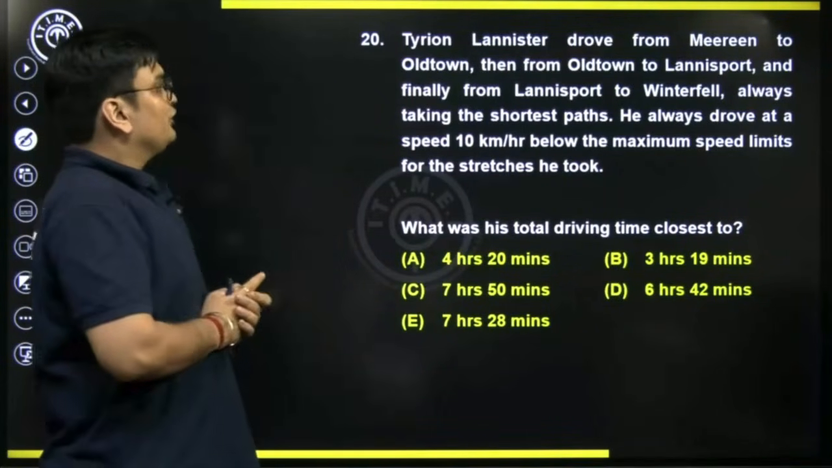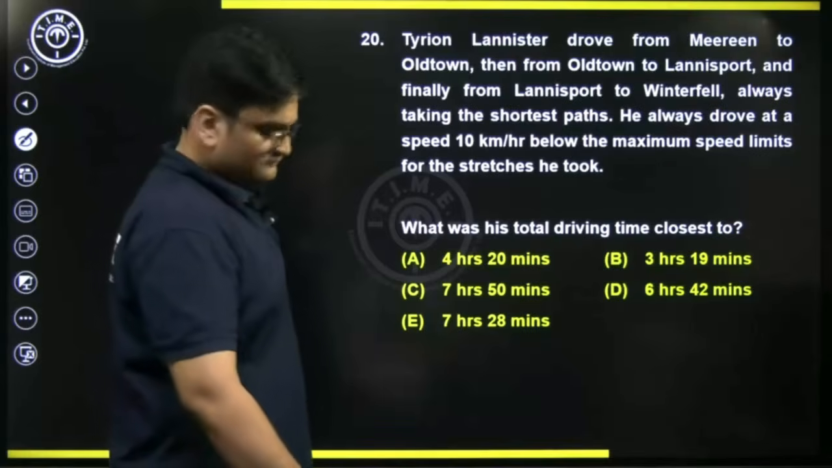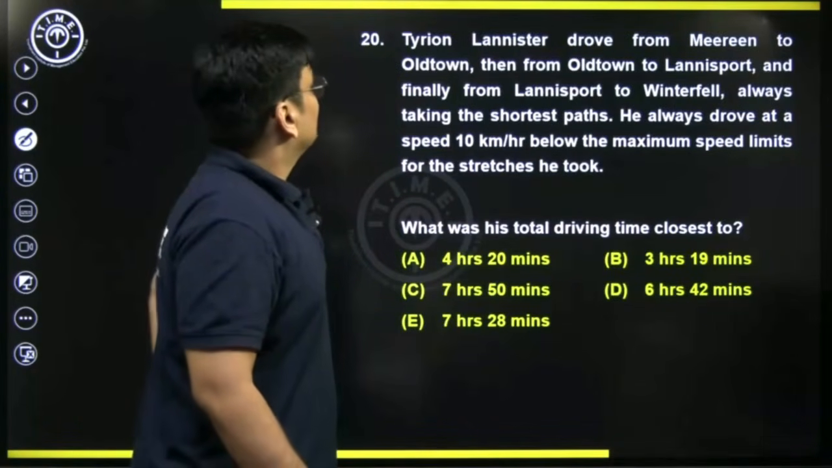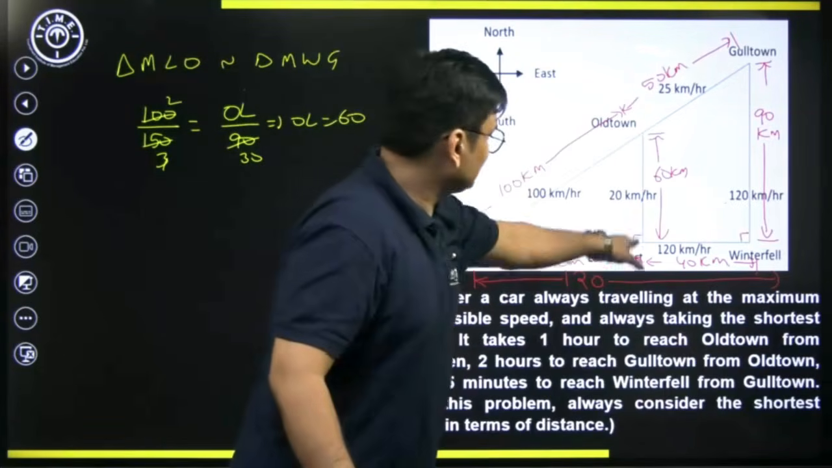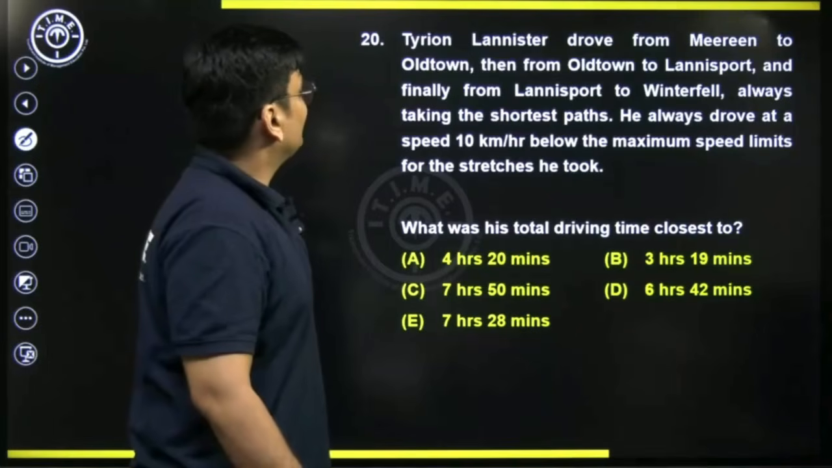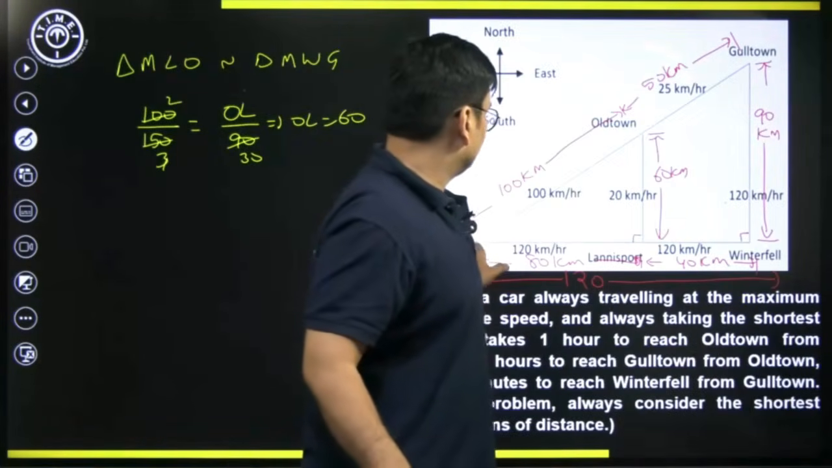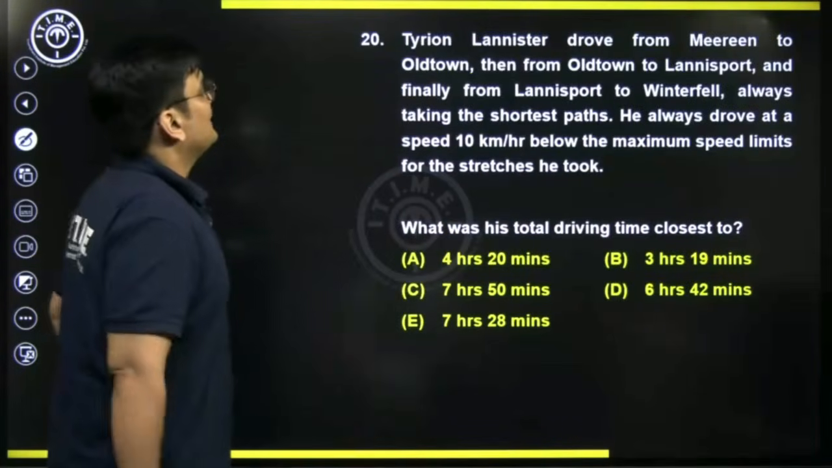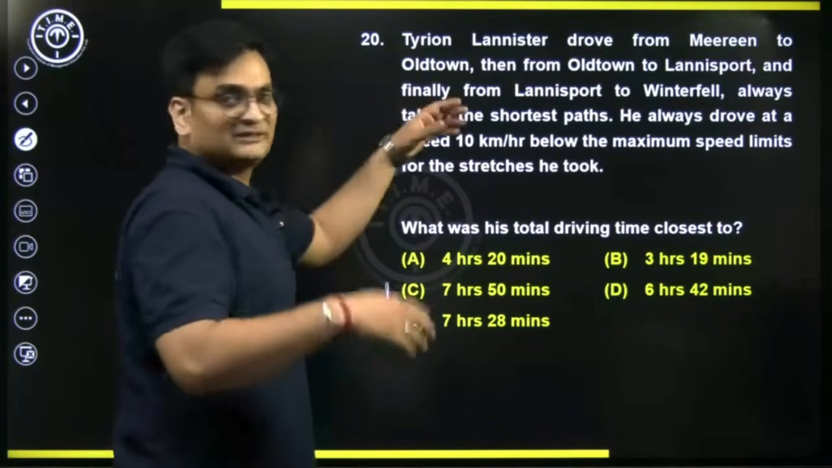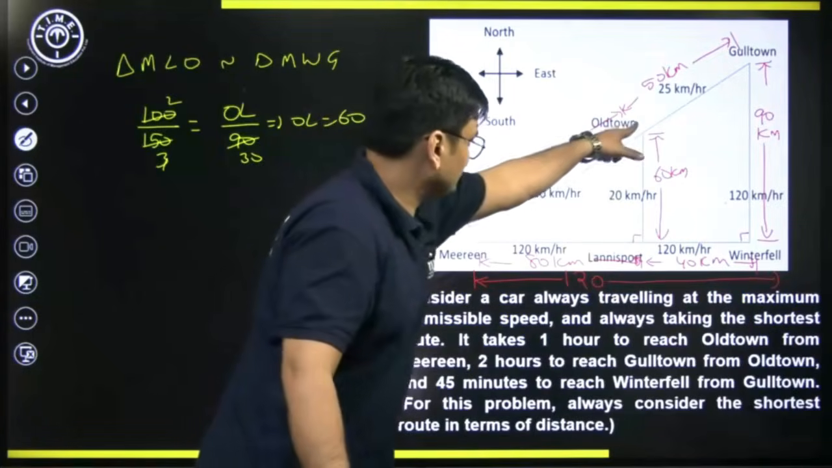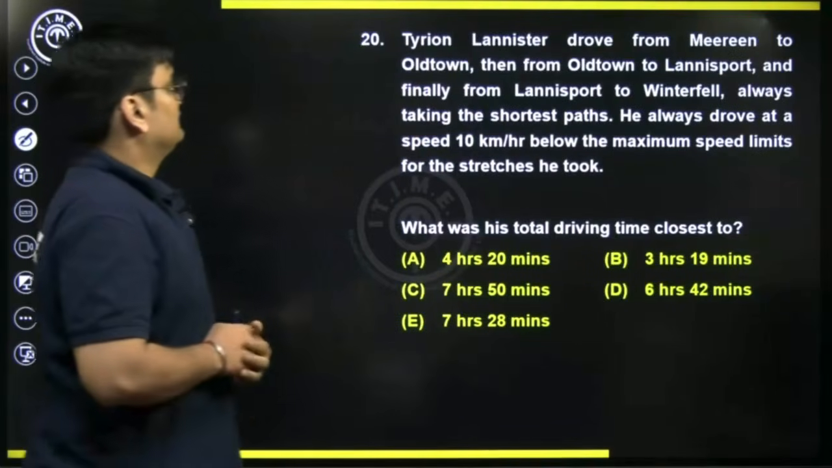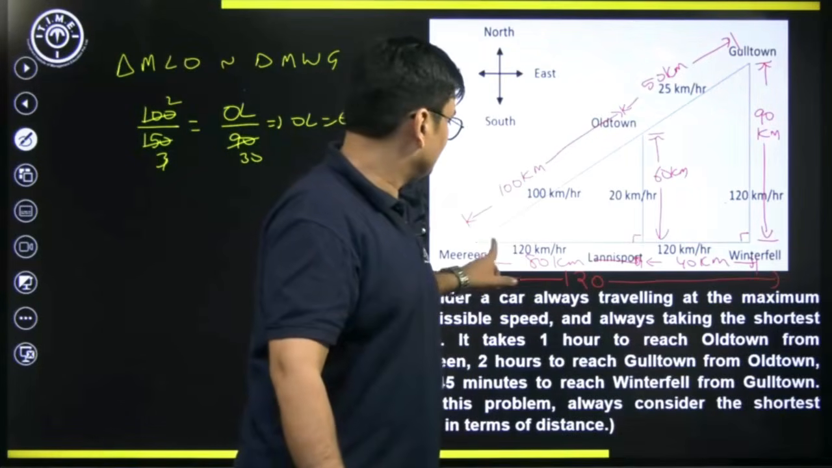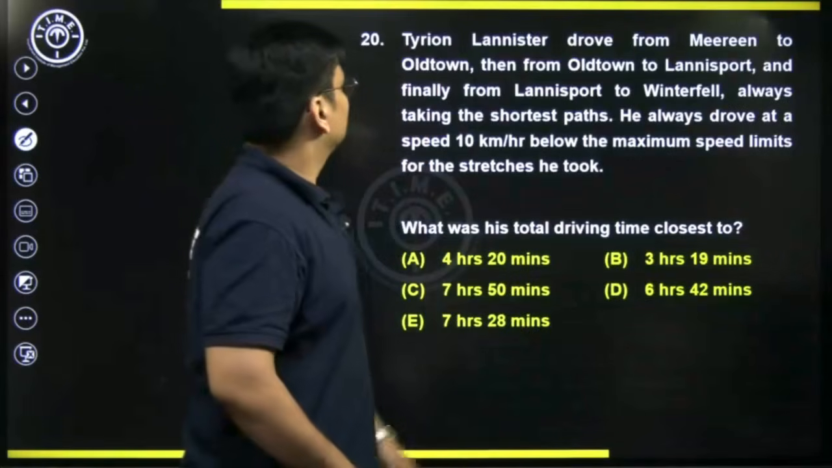Tyrion Lannister drove from Meereen to Old Town, along this route. Then from Old Town to Lannisport like this. And finally from Lannisport to Winterfell. So Tyrion went like this to Winterfell, always taking the shortest path. So thus we can say he is going like this. Shortest path is this. Isn't it this shortest, right? 100 only, and here it's more than 100, right, shortest.